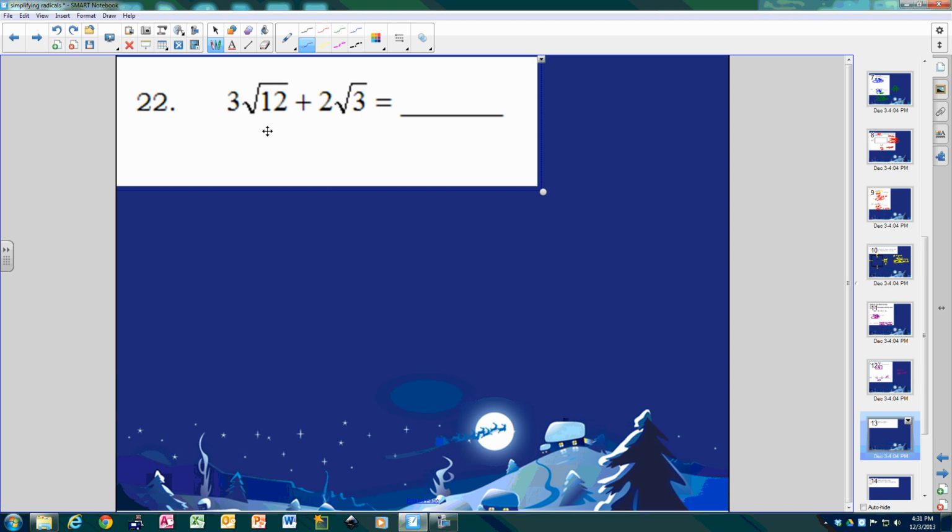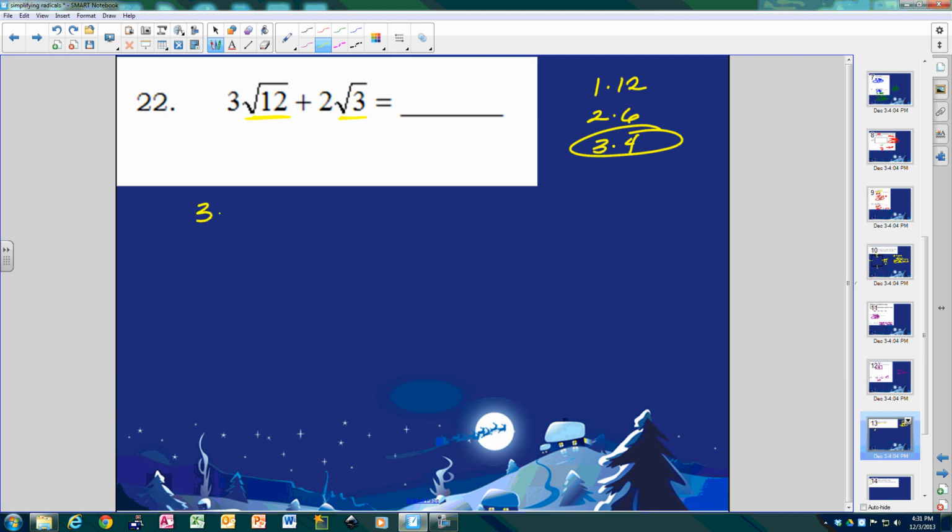Now this one is a little bit different because you're going to have to reduce. You can't add the 12 and the 3 because they're unlike, so you have to force them to be alike. So let's force this to be alike. So I'm going to go over here and I'm going to go, okay, 1 times 12, 2 times 6, 3 times 4. So I'm going to choose the 3 and the 4.